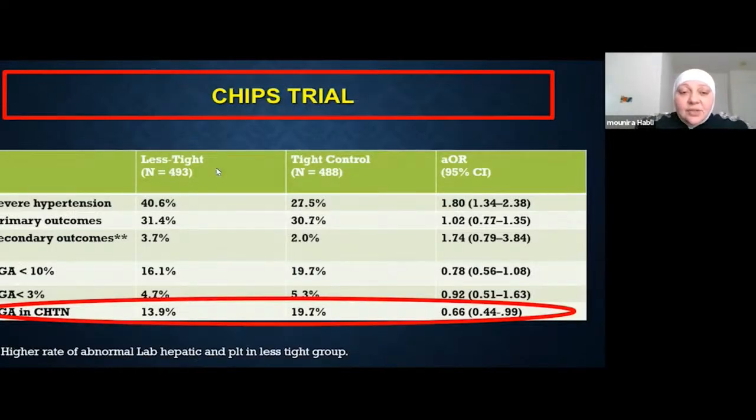This is a table comparing less tight versus tight control, which is diastolic blood pressure less than 85. There was no difference in primary, secondary outcome, or severe hypertension between the two groups. The only difference, when they combined the SGA together, was that in the tight group, where we control blood pressure in those with mild chronic hypertension, there is a slight increase in risk of having IUGR.